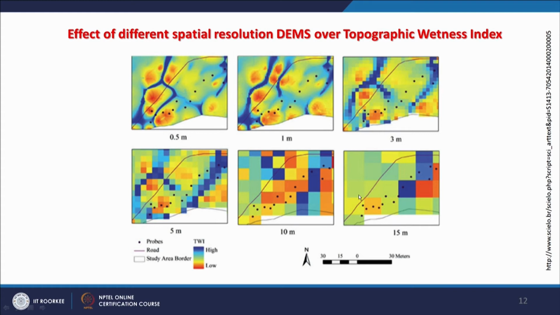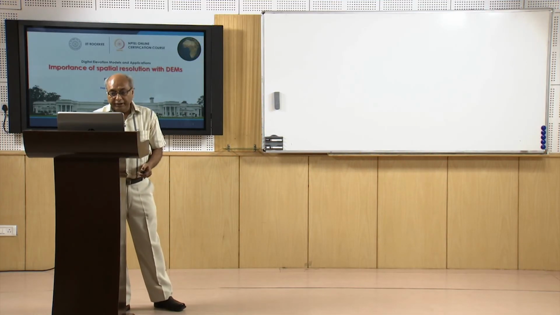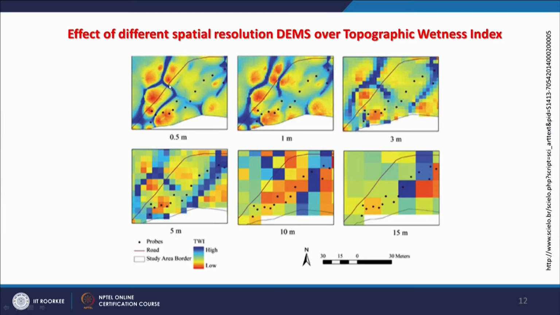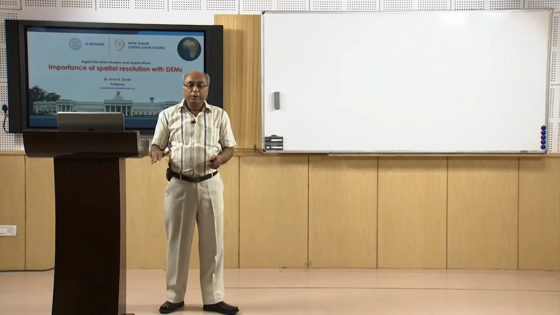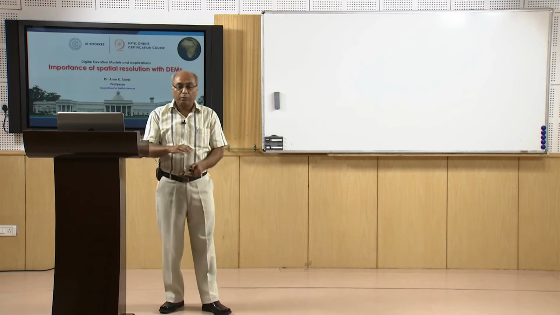And in every product this TWI is appearing completely differently. So definitely at very high resolution, here 0.5 meter, it appears very nicely, but if I compare 0.5 to 15 meter, there is a huge difference between this data, and it has been compared with the probes which are located here as black dots, as one can see here. So the spatial resolution of a digital elevation model will affect almost all derivatives which we will be deriving through a digital elevation model.